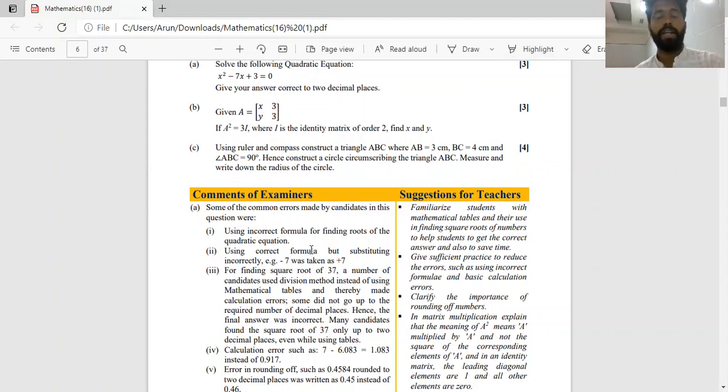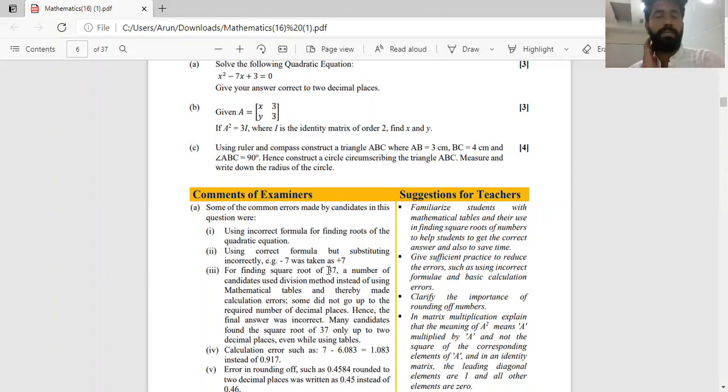So we have to ensure that we learn and memorize the formula properly. Second, there was a plus minus mistake, that instead of -7, it was taken as +7. So you have to take care of those issues as well. And to calculate the square root of 37, which was the case here, many students tried using the division method. That is not what you're supposed to do. You will be provided with log tables.